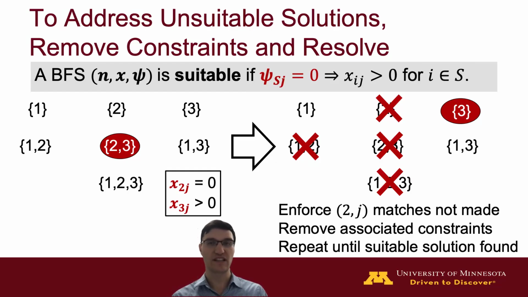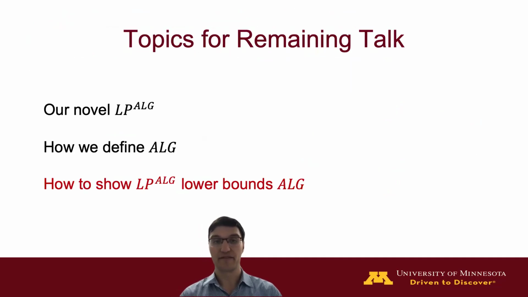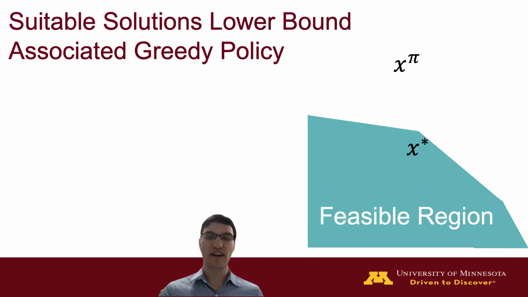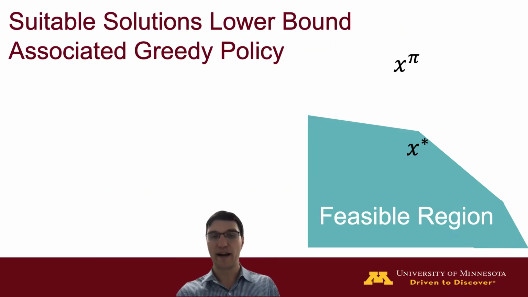Okay, the last thing that I was going to tell you about in this video is, now we have our linear program, and we have a policy or a way to develop an algorithm from that linear program. How do we actually show that this algorithm is good? In particular, how do we show that it beats the performance of the linear program? Okay, so I want you to think of the feasible region of our linear program as defining some polytope. We're not going to worry too closely about what that polytope looks like, but say we have an optimal solution, X star, to this linear program.